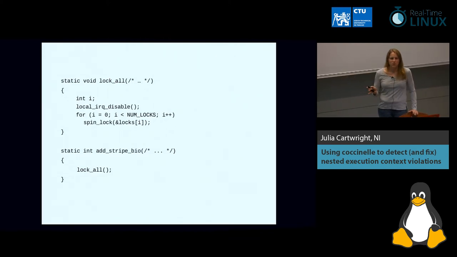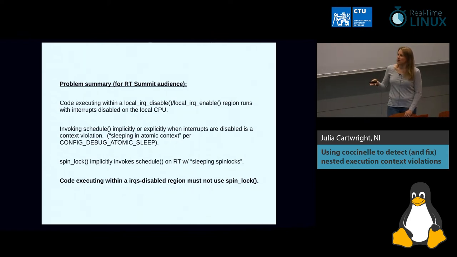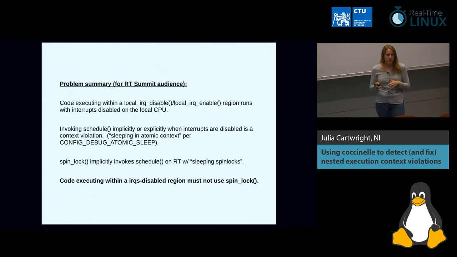Because I'm imagining most of you already understand why this is a problem, I did want to put this summary up here in case you weren't clear. This is the most concise way I could express this: code executing within a local_irq_disable, local_irq_enable region runs with interrupts disabled on the local CPU, and invoking schedule, either implicitly or explicitly, when interrupts are disabled is a context violation. That's what CONFIG_DEBUG_ATOMIC_SLEEP is going to tell you.